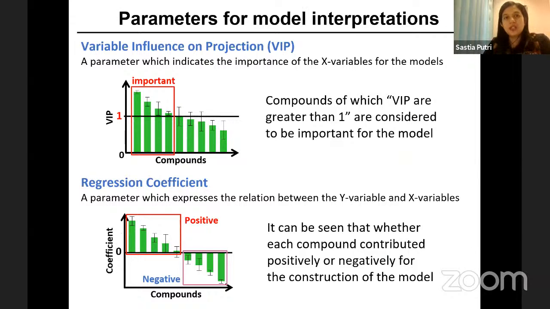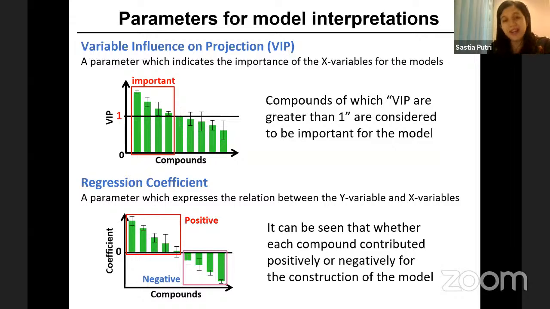Then after the model is constructed, if we have a good model from these 10 samples, we will have two different terms. First of all, we call it the VIP score. Compounds of which VIP is greater than 1 are considered to be important for the model. So this is how we find whether a particular metabolite contributes to the coffee cupping score. And if the regression coefficient is positive, that means these compounds positively contribute, or are positively correlated, to the cupping score. And if it's negative, then it's negatively correlated to the cupping score.